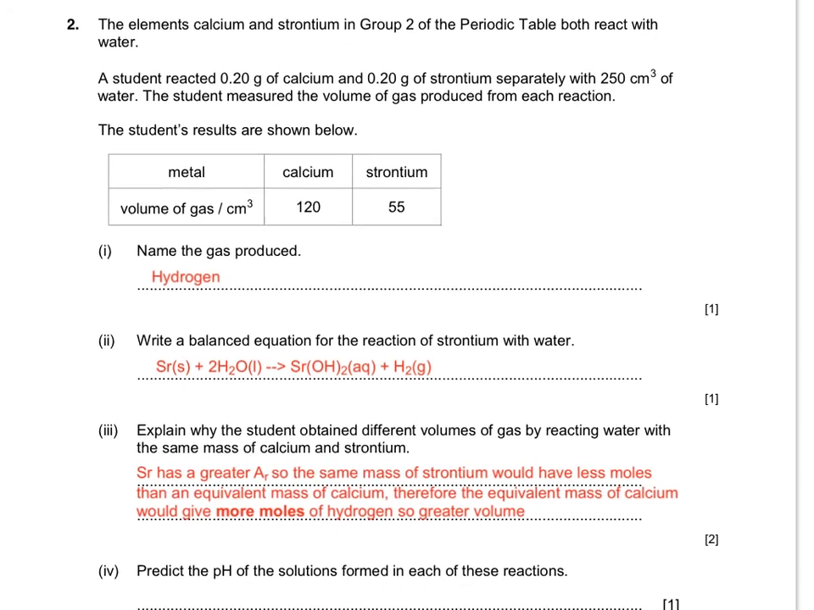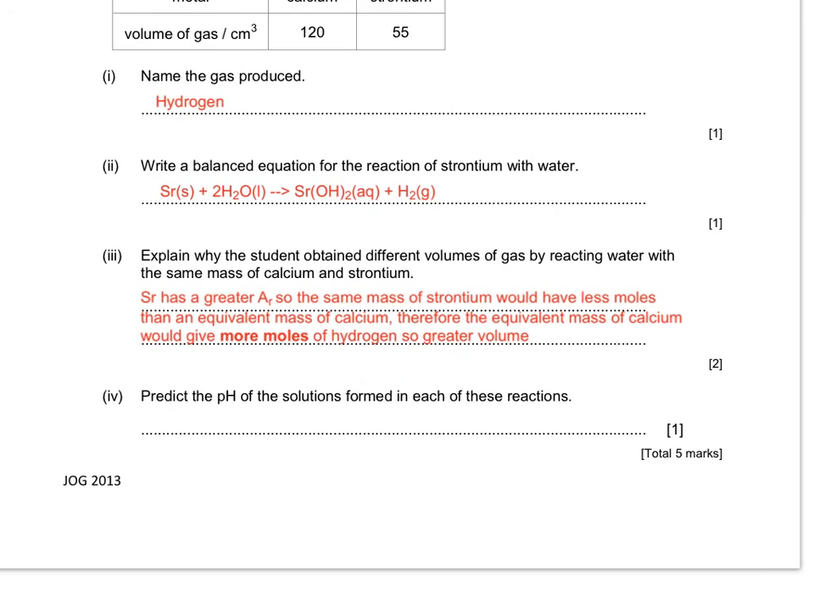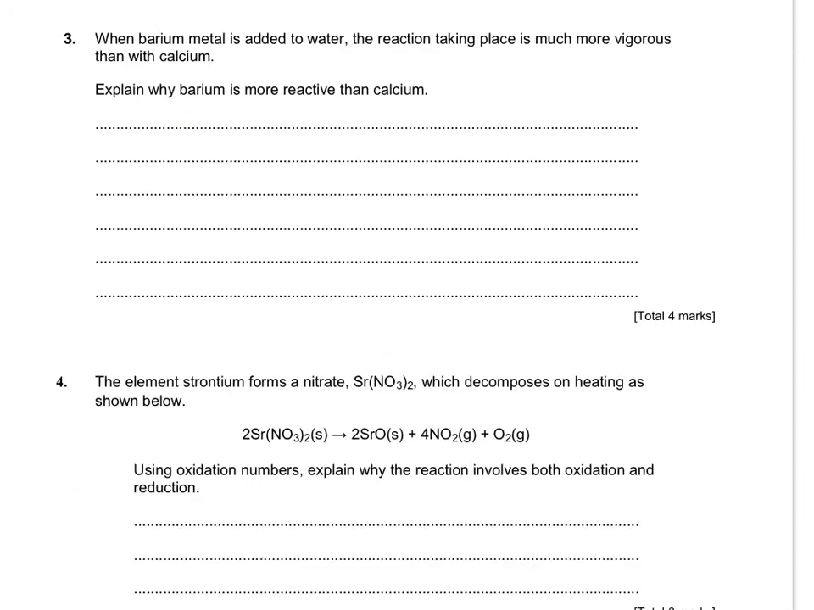So moving the page down, then it finally asks us to predict the pH of the solutions formed. So anything between 8 and 14, because group 2 hydroxides are alkaline. So let's now move the page over to the next one.